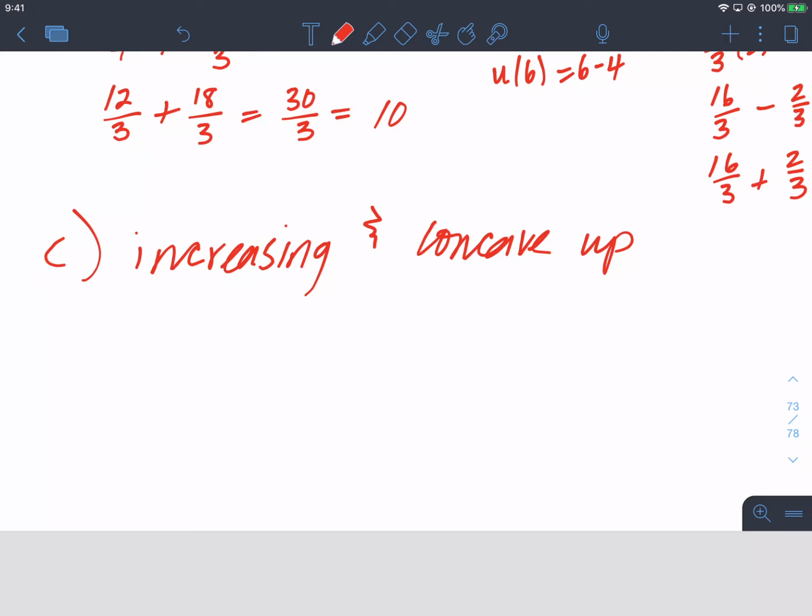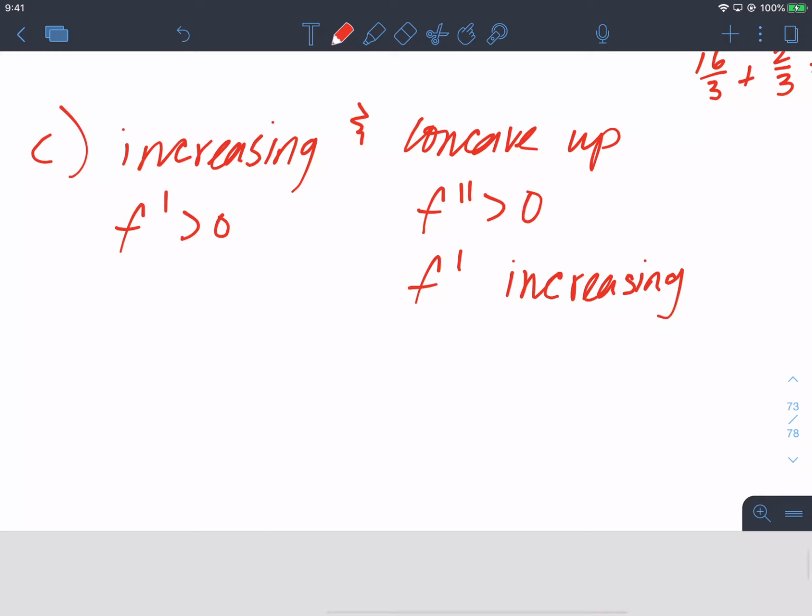A function is increasing when its derivative is greater than 0, and concave up when the second derivative is greater than 0, or when the first derivative is increasing. But everything needs to be in terms of g because that's what I'm given for my graph. So f prime is greater than 0, or g is greater than 0. f prime is increasing, or g is increasing.